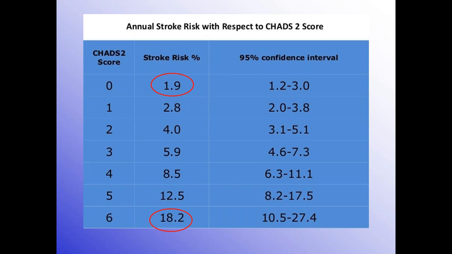So the balance has to come with respect to an individual patient and the score per se also. If your CHA2DS2-VASc is somewhere like 5, but your HAS-BLED is somewhere like 2, you are on the side of the ischemia. But if it's the other way around, your CHA2DS2-VASc is somewhere like 3, and your HAS-BLED is somewhere like 9, then you are on the side of the bleeding.